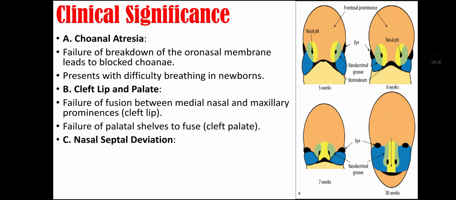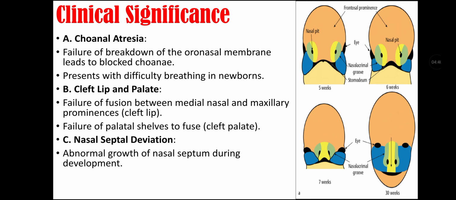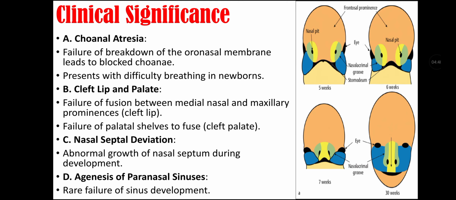Third significance is nasal septal deviation. This is abnormal growth of nasal septum during development. And fourth significance is agenesis of paranasal sinuses, that is rare failure of sinus development.